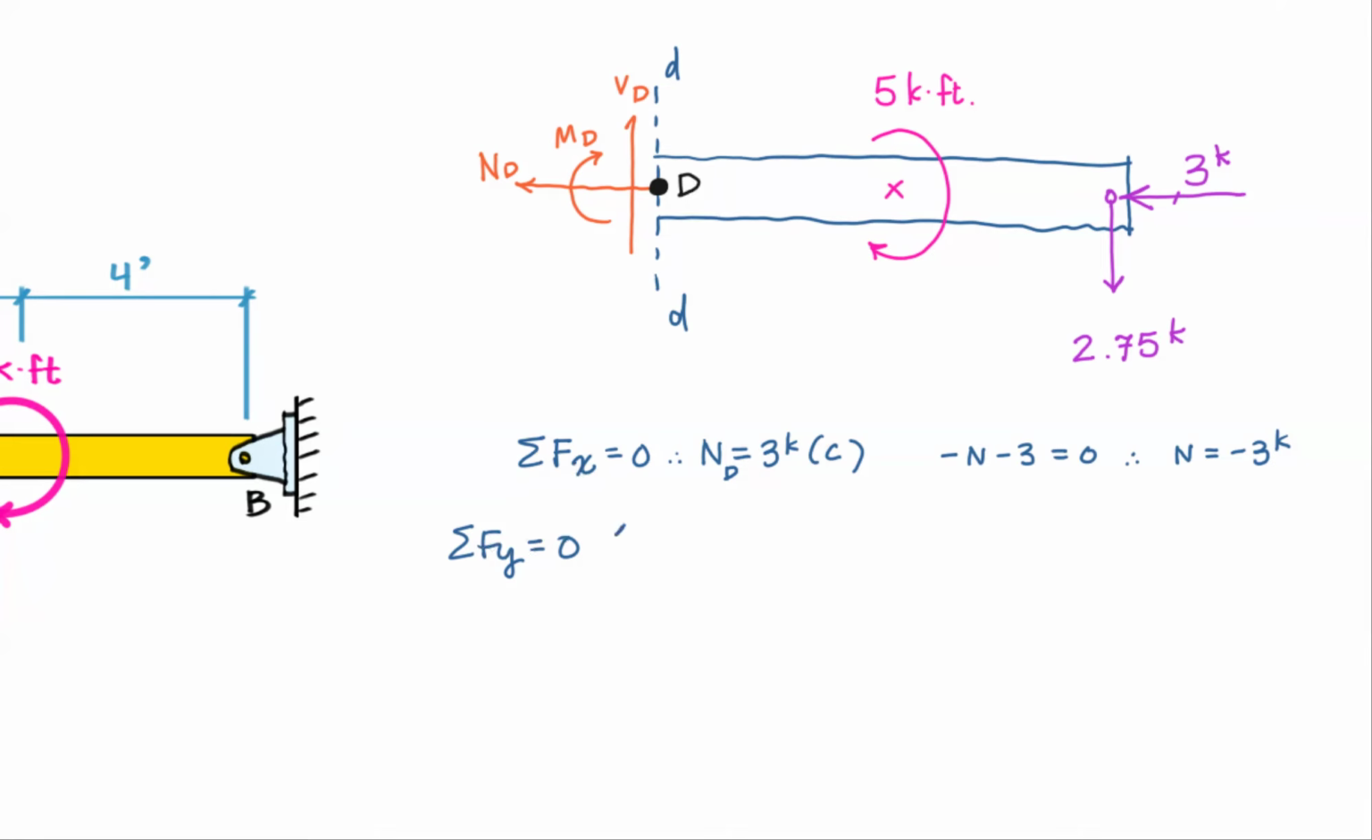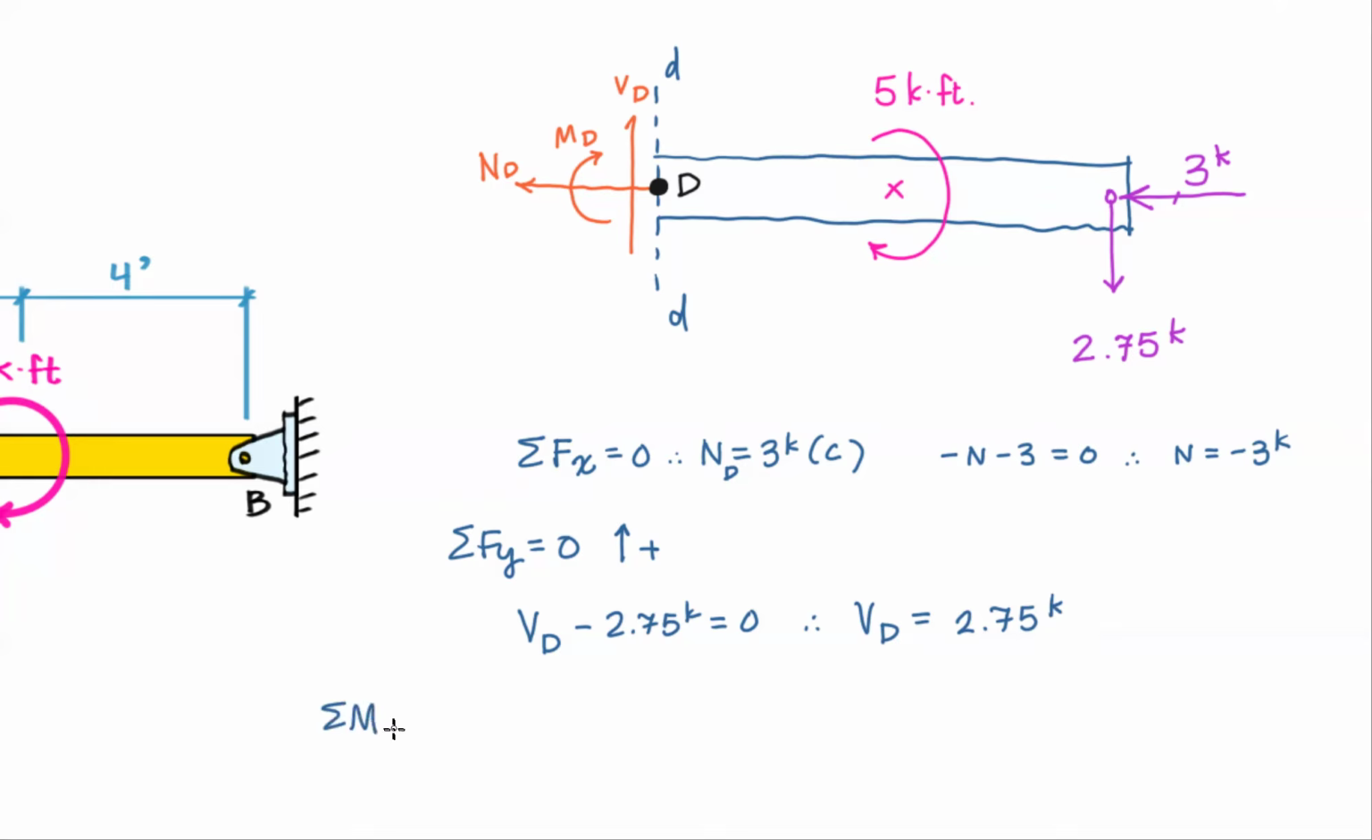Summation of force in the y direction equals 0. Upward is positive. First term V sub D, upward positive. Next term 2.75 kips, downward negative. Set that equal to 0. Therefore, V sub D is equal to positive 2.75 kips of shear force.